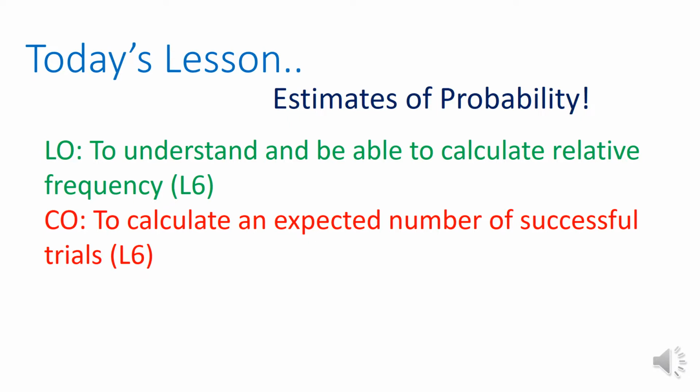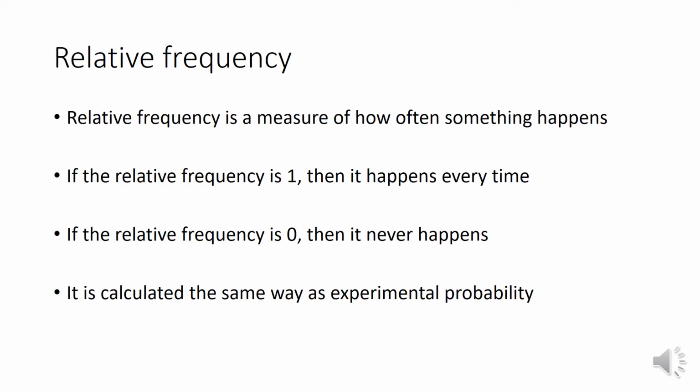Okay, so what we're looking at today, this kind of ties in some stuff we did before. We're looking at estimating probabilities, so using kind of trial data to work out an estimated probability, and we're going to see what relative frequency is. So relative frequency is basically a measure of how often something happens. So if the relative frequency is 1, then it happens every time. If the relative frequency is 0, then it never happens.